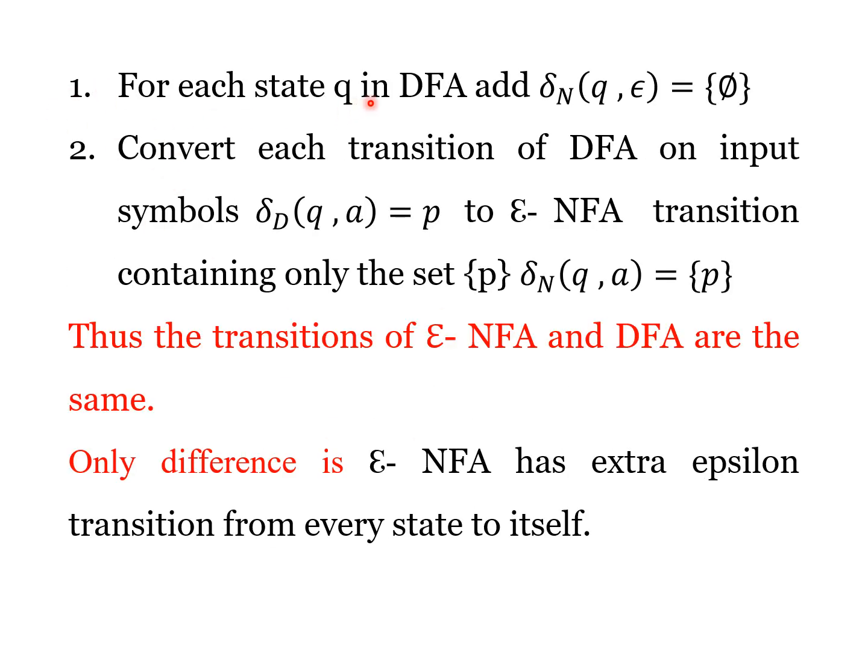So for each state Q in the DFA you have an equivalent epsilon transition in the NFA. And for each transition in the DFA, you have a transition in the NFA going to the set containing only p. Thus the transitions of the epsilon NFA and DFA are the same, and the difference is only the extra epsilon transition from every state to itself. The language accepted by the given DFA and the constructed epsilon NFA is the same.